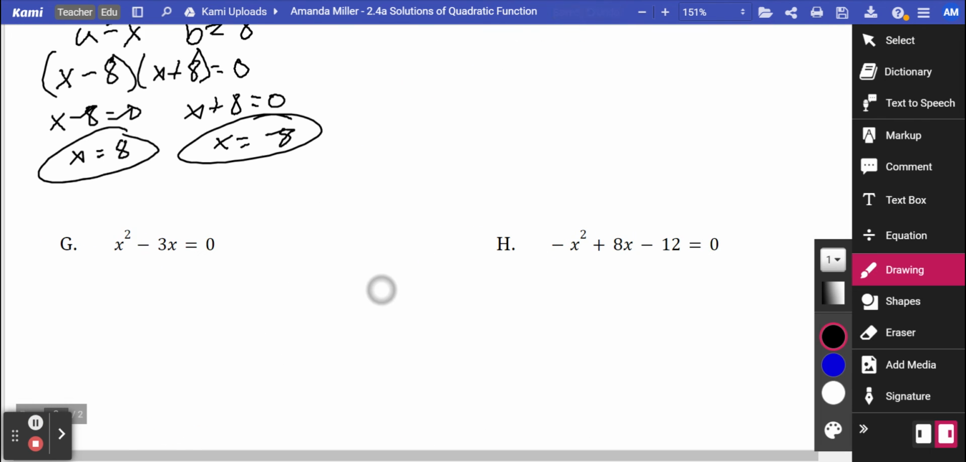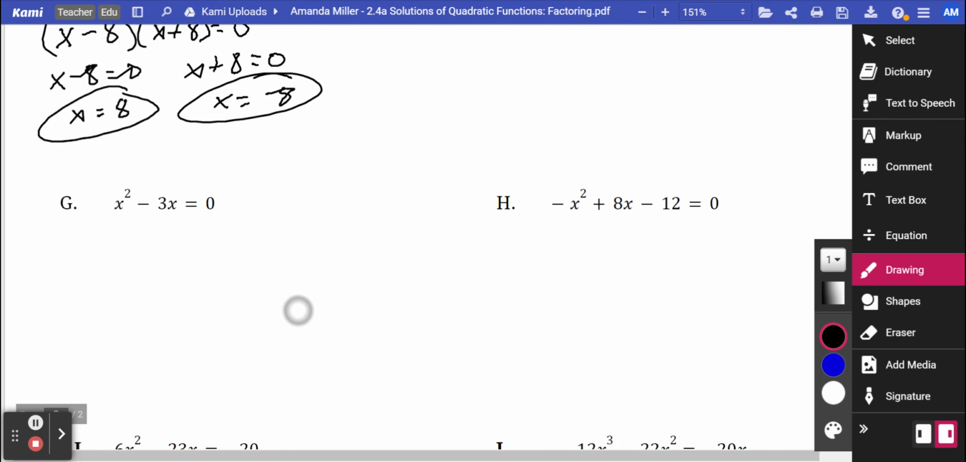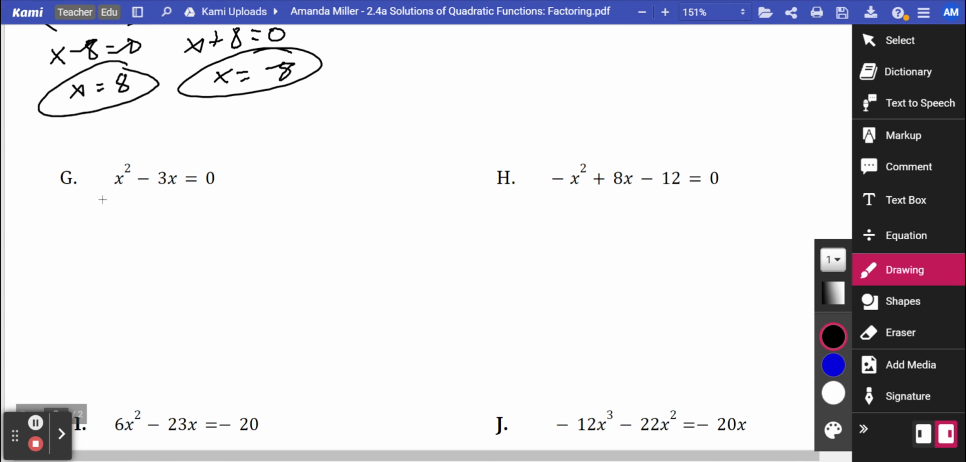Okay, let's try example G. Example G has 2 terms, but is this a perfect difference of squares? Well, x times x is x squared. Is there anything that I can multiply by itself to get 3x, though? Nope. So here, this must be a greatest common factor. The greatest common factor would be an x.